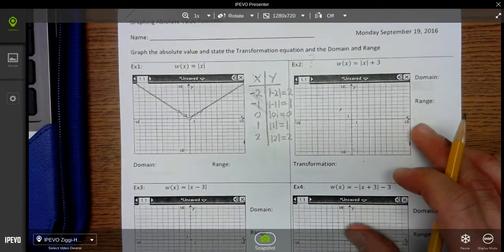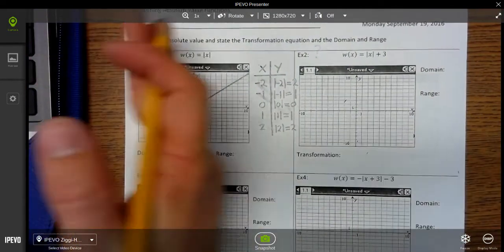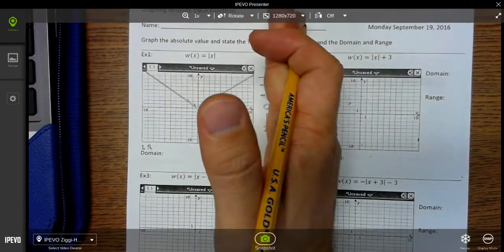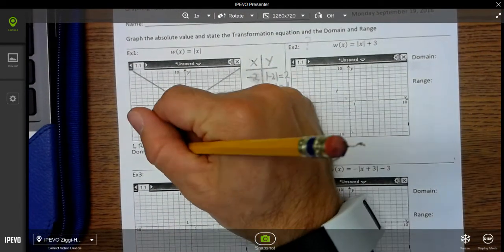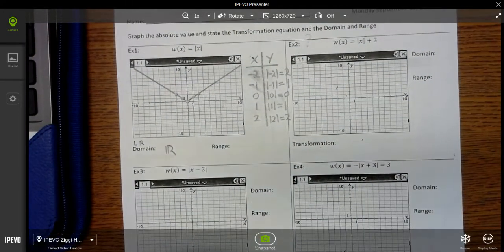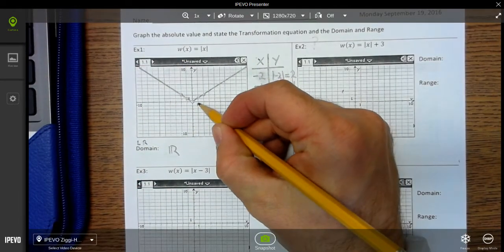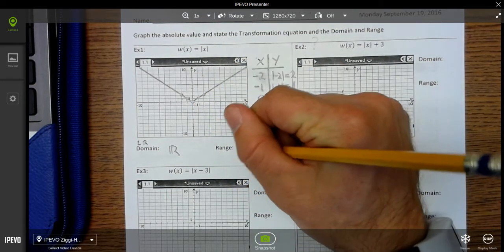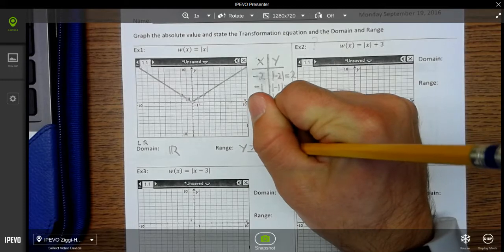All right. So the domain. You look from left to right, and I'm going to put an LR just to remind. So from left to right, you know it doesn't stop in either direction, so the domain is all real numbers. Now the range is bottom to top. We know it starts at 0, and we know that it's greater than, so the range is y greater than or equal to 0.